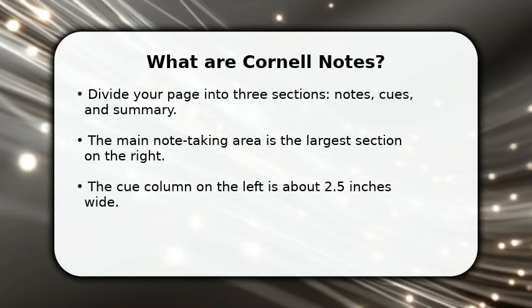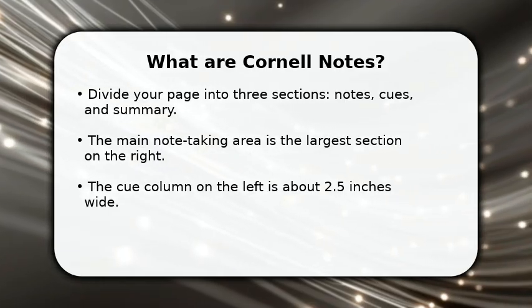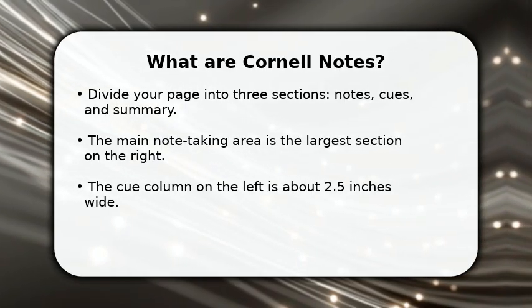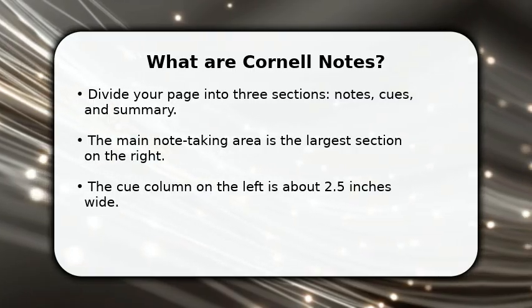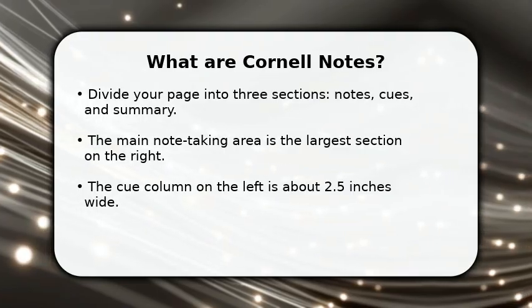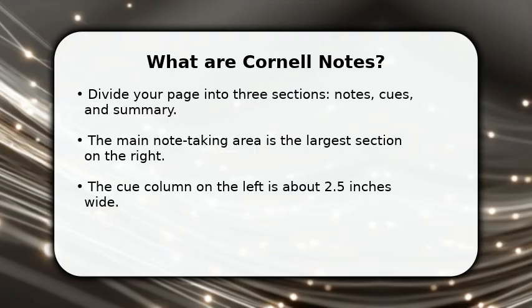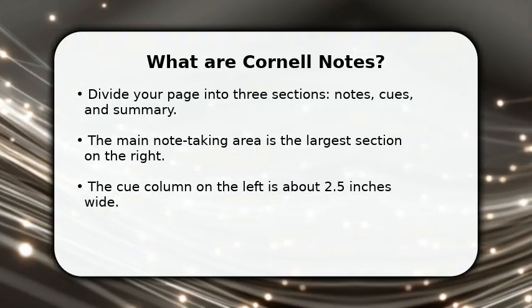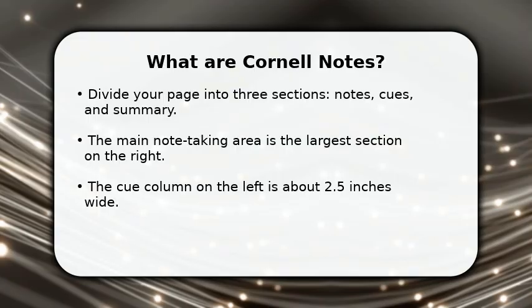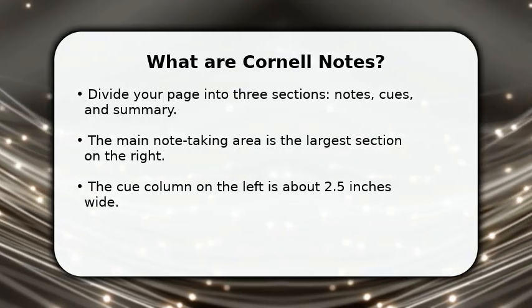In this video, I will explain how to study using Cornell Notes. This powerful system helps organize your thoughts and improve retention. First, divide your paper into 3 distinct sections: a large main note-taking area, a smaller cue column on the left, and a summary section at the bottom. The cue column is typically about 2½ inches wide. This structure provides a clear framework for capturing and reviewing information effectively.